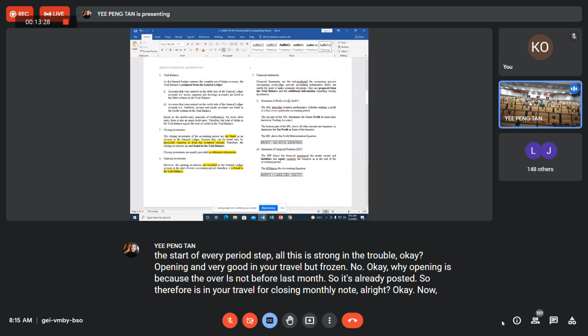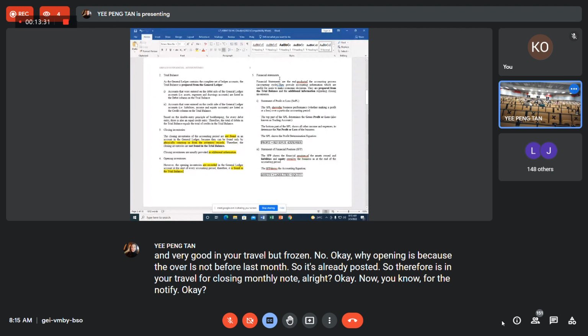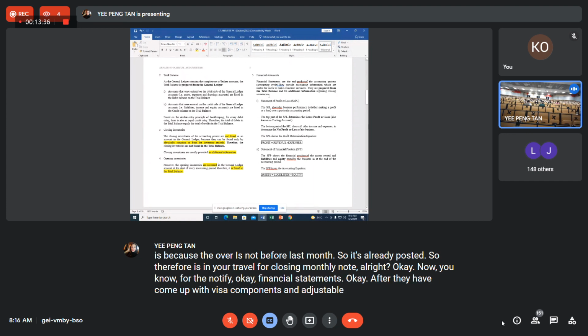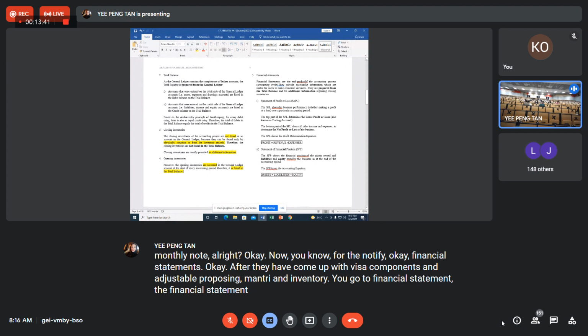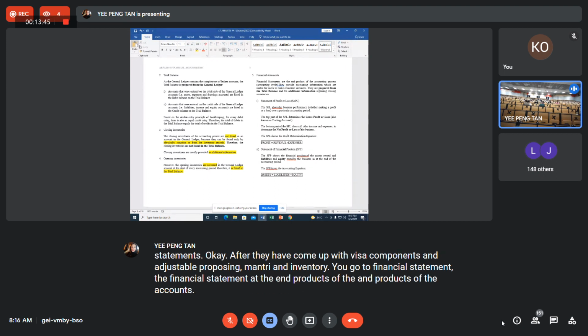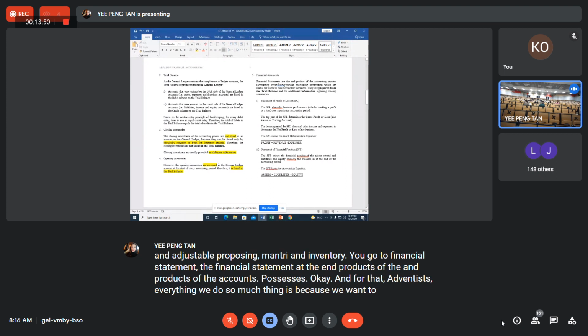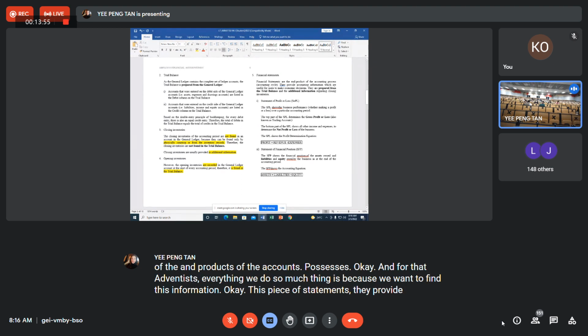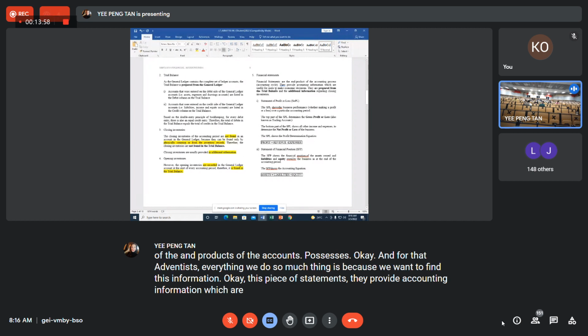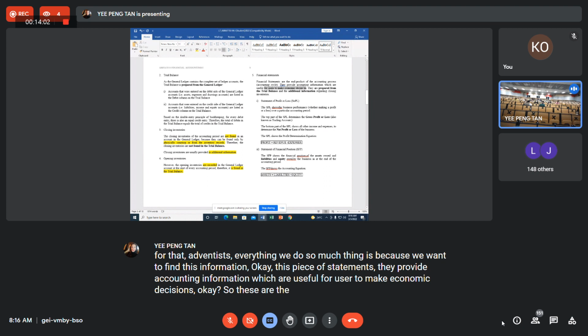Now we go to note 5, financial statements. After we have come up with the trial balance and adjusted for the closing inventory and opening inventory, we go to the financial statements. The financial statements are the end products of the accounting process. Everything we do is because we want to find this information. They provide accounting information which is useful for users to make economic decisions. So these are the ultimate aim.